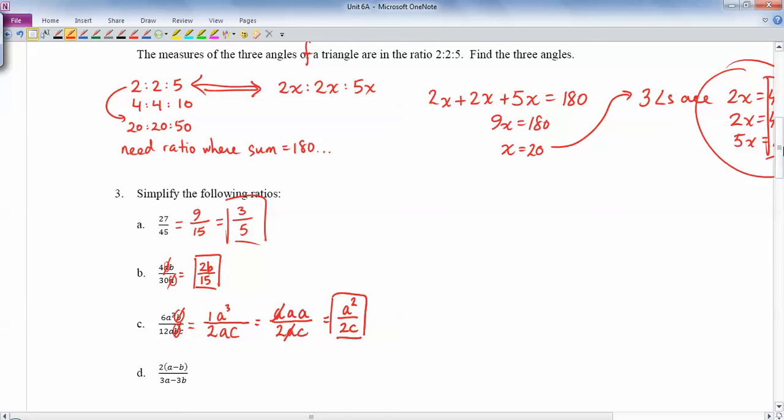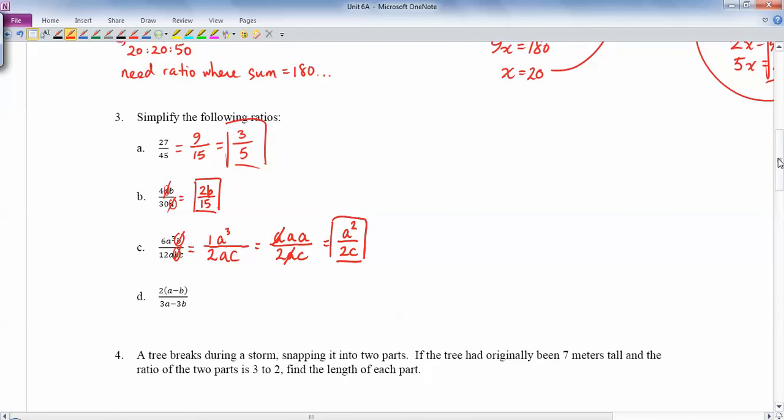And then the last one here, part D, says 2 parentheses a minus b over 3a minus 3b. Now, I'll tell you now, you don't have to write this part down yet. What a lot of students want to do is distribute 2a minus 2b over 3a minus 3b. And then the most common mistake I get is students say, so let's cancel the a's and let's cancel the b's, and I'm left with 0 over 0. But that doesn't really make sense. You're not allowed to have 0 on the bottom here, right? That's not okay.